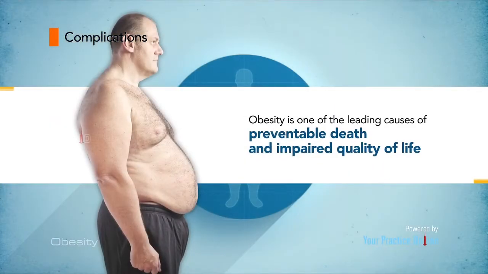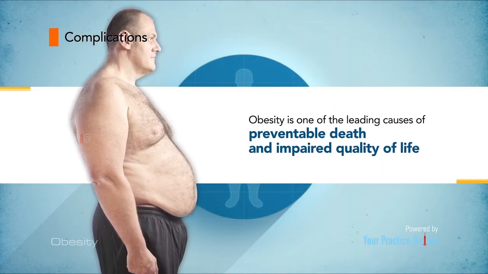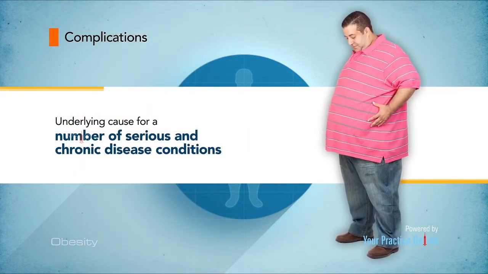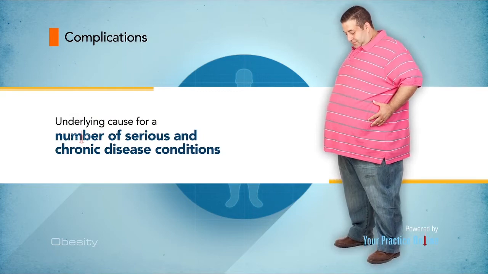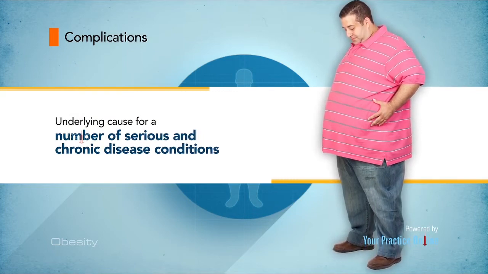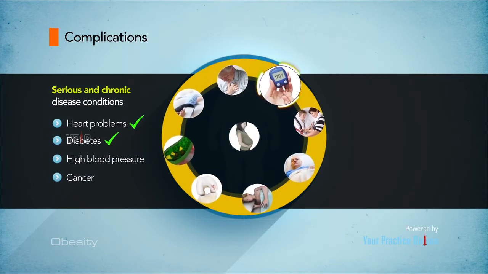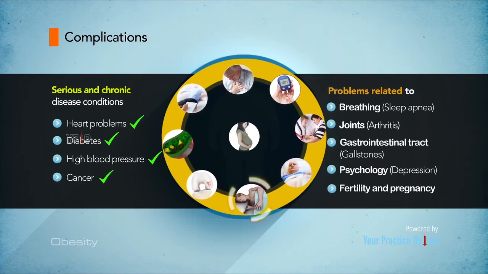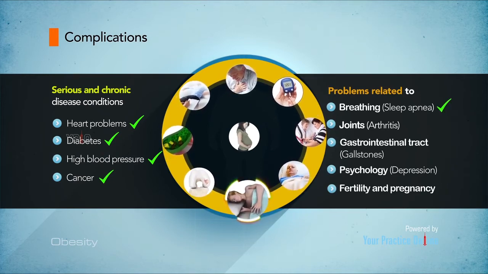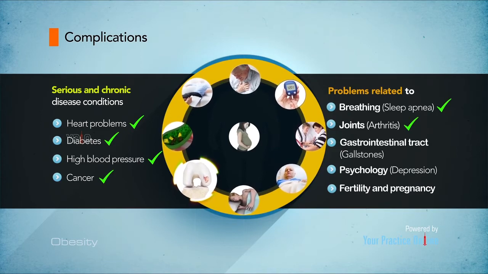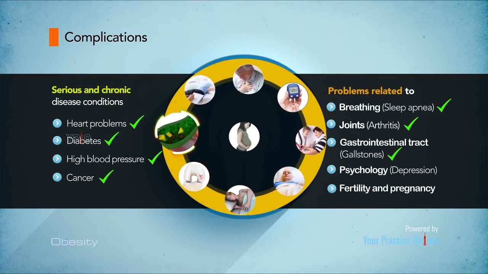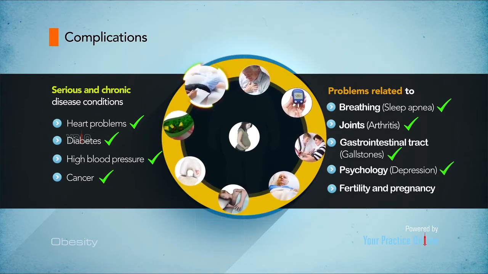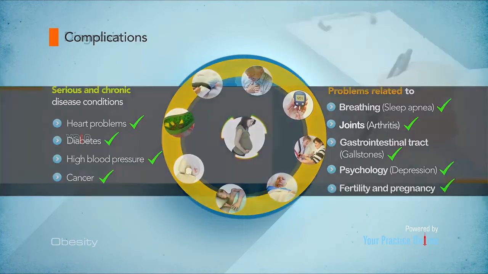Complications. Obesity is one of the leading causes of preventable death and impaired quality of life. It is an important underlying cause for a number of serious and chronic disease conditions such as heart problems, diabetes, high blood pressure, cancer. You may also have problems related to breathing, for example, sleep apnea, joints, for example, arthritis, gastrointestinal tract, gallstones, psychology, for example, depression, fertility, and pregnancy.